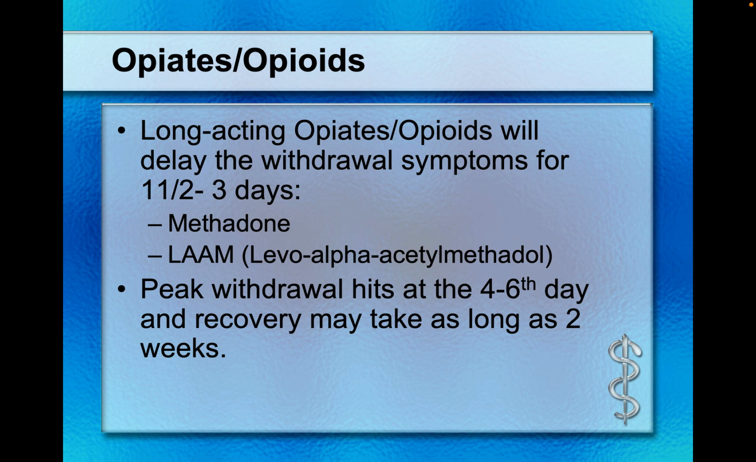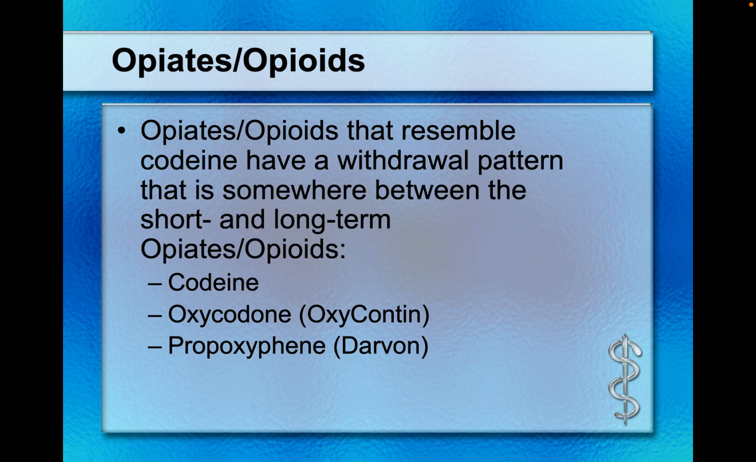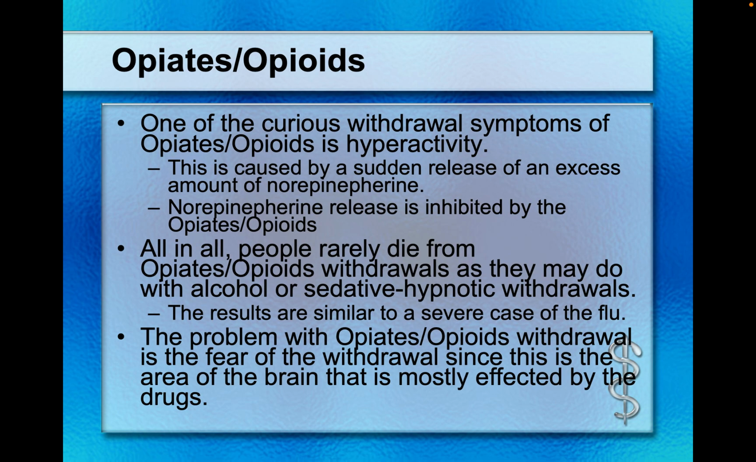Long-acting opiates, opioids will delay the withdrawal symptoms for 1.5 to 3 days. This is one of the reasons why people go on methadone. The other is LAAM. We don't use this in the United States as much as they do over in Europe. Peak withdrawal hits at the 4th to the 6th day, and recovery may take as long as 2 weeks if we use methadone, or LAAM, which, like I said, we don't use in the United States very often. Opiates, opioids that resemble codeine have a withdrawal pattern that is somewhere between the short and the long-term opiates, opioids: codeine, Oxycontin, and Darvon.